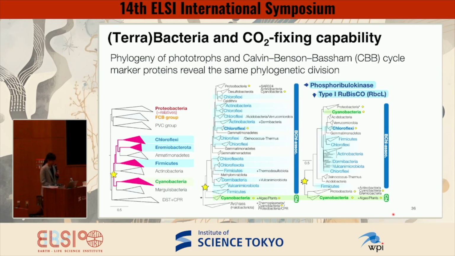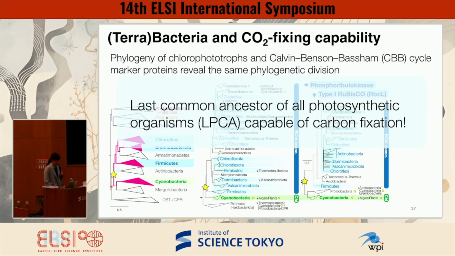Since photosynthesis and carbon fixation are tightly coupled in modern phototrophs, we focused on CO2 fixation, specifically the CBB cycle. We reconstructed the phylogeny of key CBB cycle marker proteins, including phosphoribulokinase and type 1 RuBisCO large subunit, and compared them with the phylogeny of phototrophic lineages. As shown by the blue and green clades, which represent vertical inheritance, the phylogenies of these carbon fixation proteins reveal the same major phylogenetic division as photosynthetic lineages within Terrabacteria, tracing back to LAPCA. So LAPCA was not only photosynthetic, but likely capable of autotrophic CO2 fixation as well.